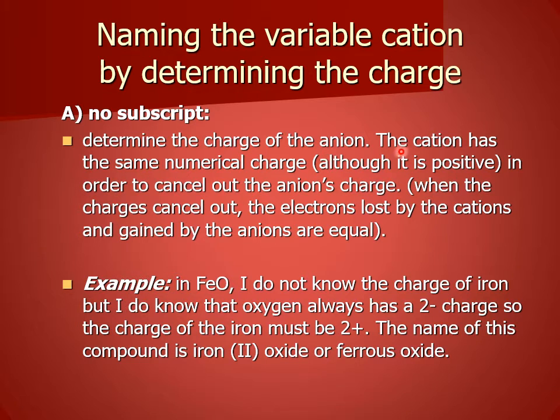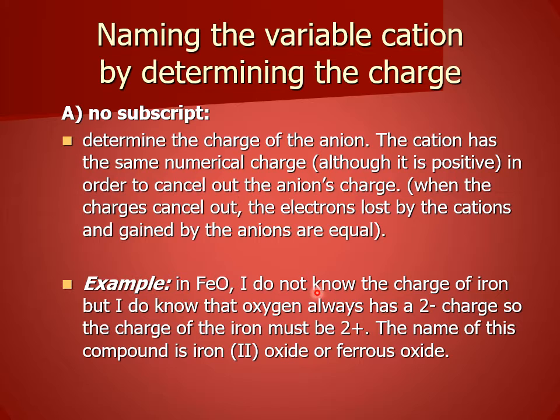And if you do, the cation must have the same numerical charge. Of course, it'd have to be positive because it's a cation, because it has to cancel out the anion's charge, which is why there was no subscript to begin with. When they cancel, no subscript. That's why. So by knowing the charge of the anion, you know the charge of the cation, and now you can name it correctly.